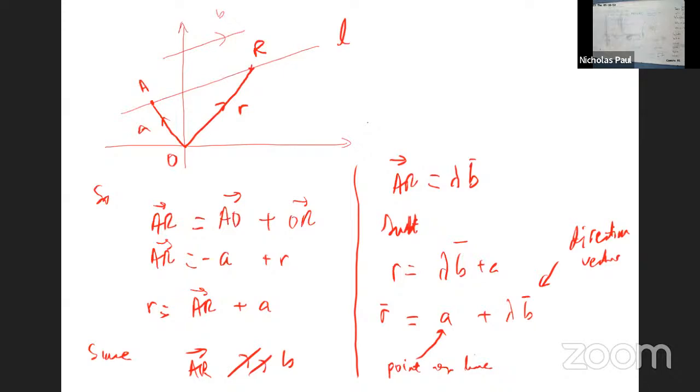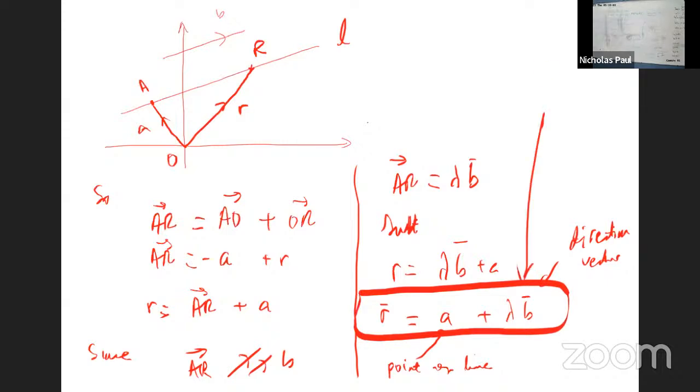So technically what you have here is the vector equation of a line. Are you okay with that? R is equal to A plus lambda B. Copy it down.